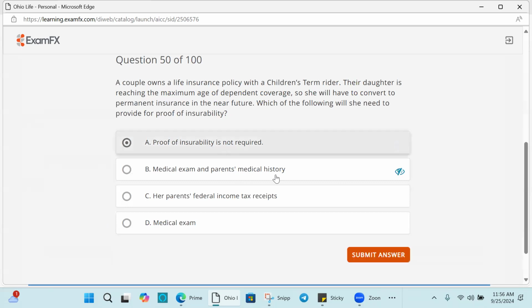Medical exam, parents' medical history? No. Her parents' federal income tax receipts? Probably not. She will have to convert to permanent life insurance in the future, and she does not need to provide proof of insurability.